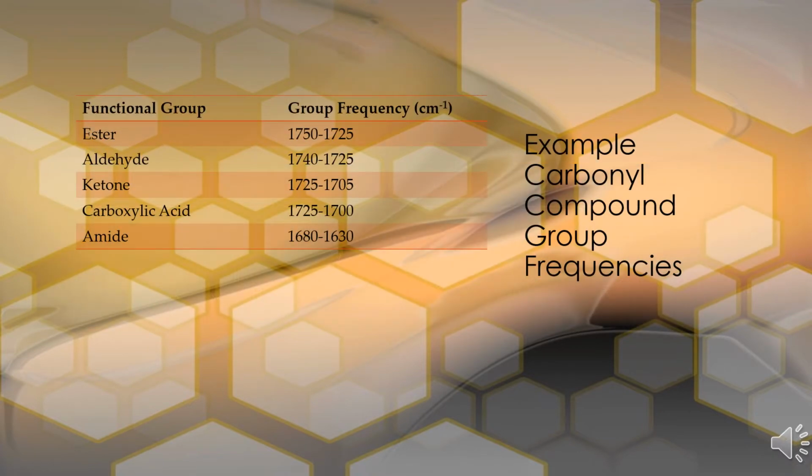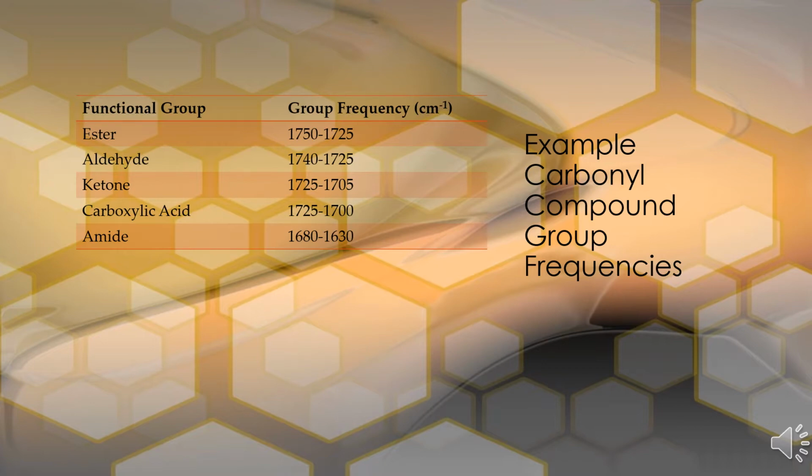Okay, so here we have the example carbonyl compound group frequencies. So if you remember previously, we discussed that the ester was going to have the highest frequency out of our carbonyl compounds. So you see that here, the group frequency is giving you about 1750 to 1725. Next, we have the aldehyde, which is going to be between 1740 and 1725. The ketone is between 1725 and 1705. The carboxylic acid is going to be between 1725 and 1700.